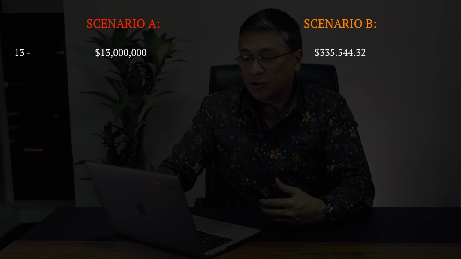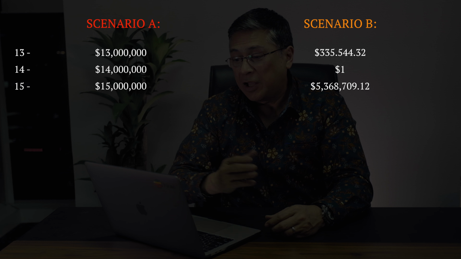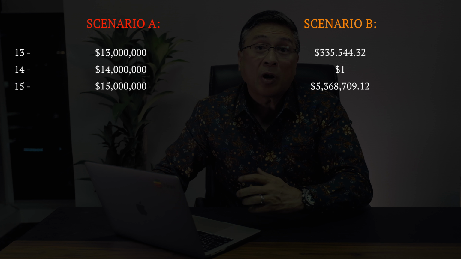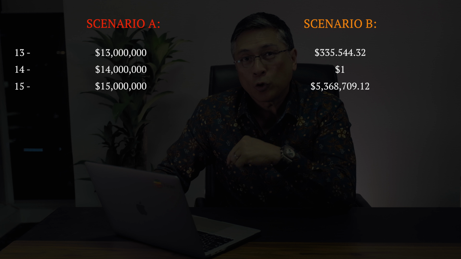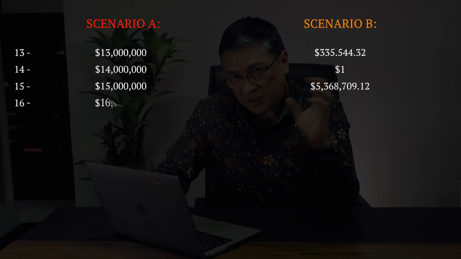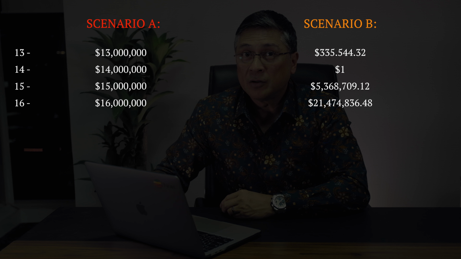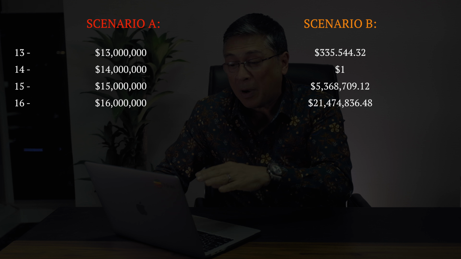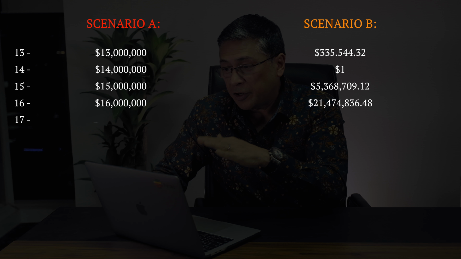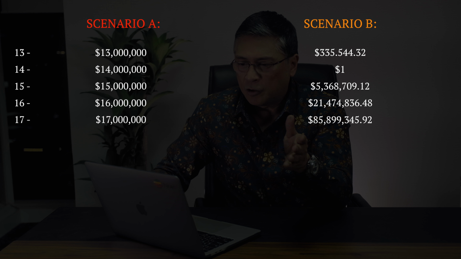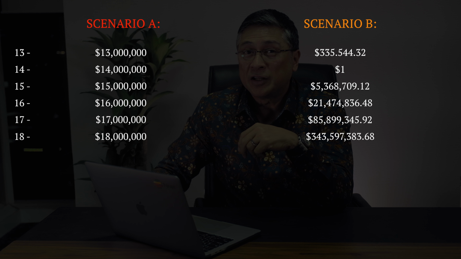And as you go down the line again, on the 14th year, on the 15th year, you'll see 15 million in scenario A and scenario B is 5.3 plus million. So it's getting sizable, but it's still not 15 million. But now look what happens on the 16th year. You have 16 million here. Now you have 21 million plus in scenario B. Why? Because you've doubled. You're now using the power of multiplication. Go to 17 million here, 85 million plus over here. On the 18th year, you now have 18 million here, 343 million in scenario B.